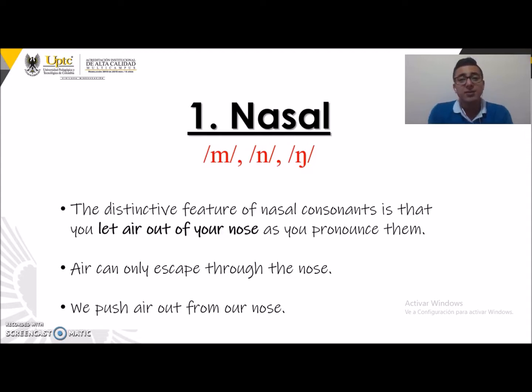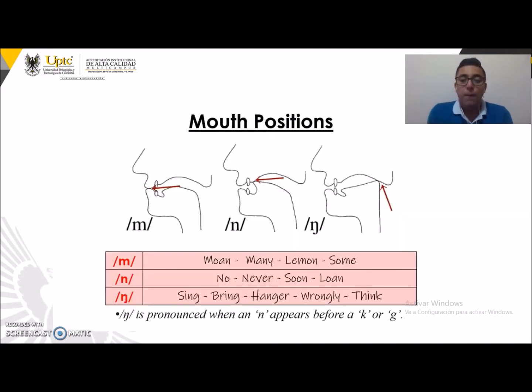Some characteristics are: number 1, the distinctive feature of nasal consonants is that you let the air out of your nose as you pronounce them. That is why it's called nasal, because it is produced by your nose. Second, air can only escape through the nose. And last, you push air out from your nose, which means in conclusion that everything comes out from your nose, right?